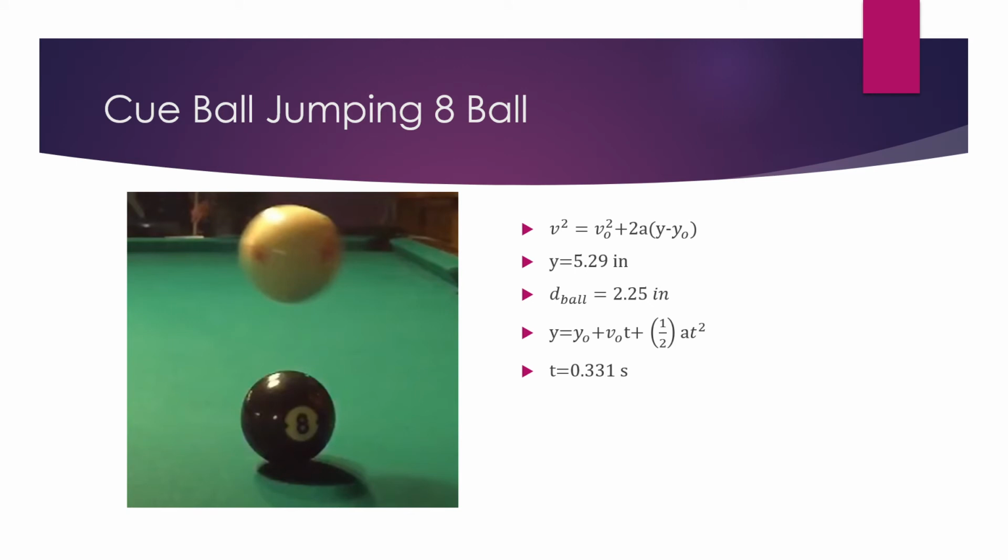The next part I analyzed was the cue jumping over the ball. To see if the numbers made sense, I was checking how high the ball should have been calculated to jump. Using a kinematics equation, I was able to find that the ball should have jumped 5.29 inches, and you can see from the picture it's pretty accurate given that the diameter of a ball is 2¼ inches.